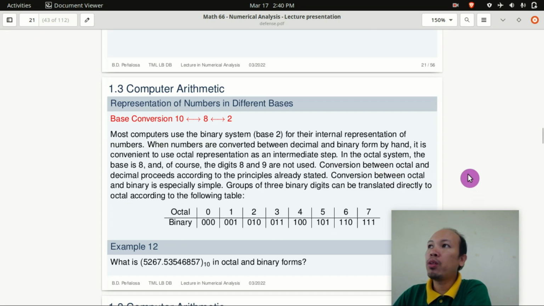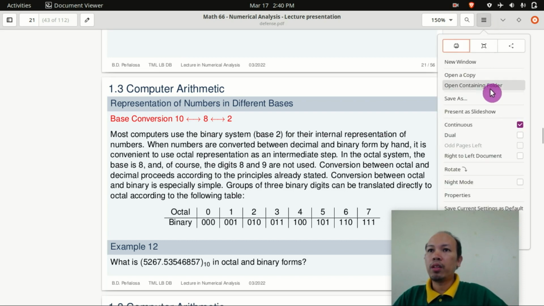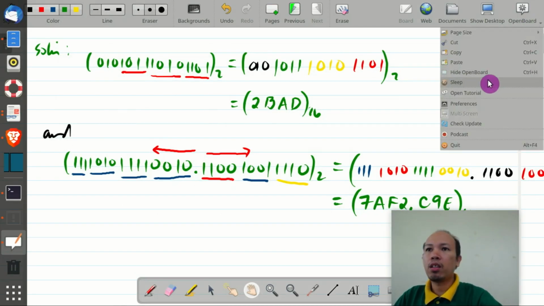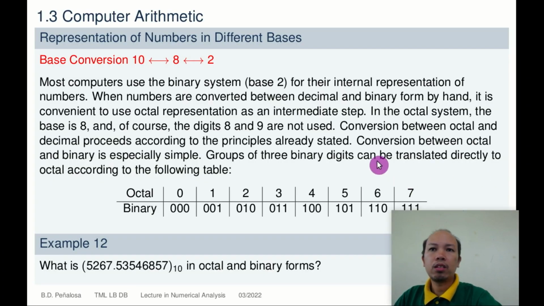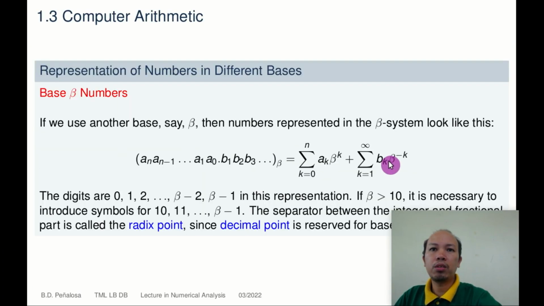But if you are going to convert from hexa to DC, you will use the general form. This one here, you will use this method. Converting from octal to DC, or maybe from binary to DC, you can use this one, or you can use the table. Okay, that would be much easier.